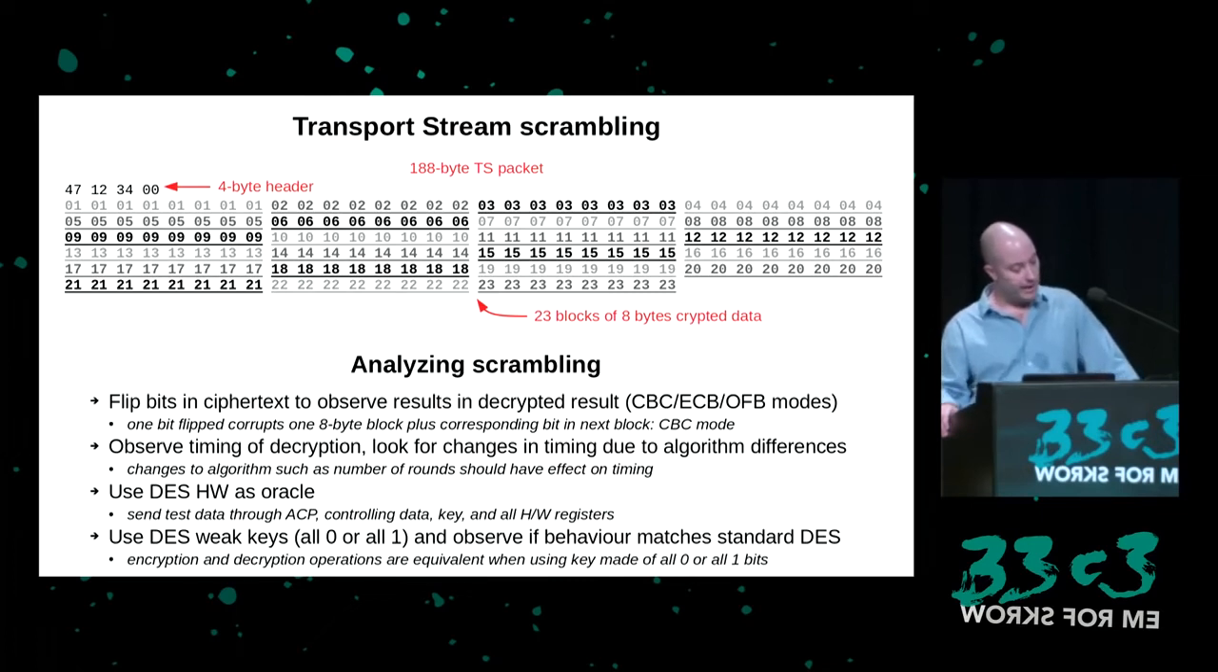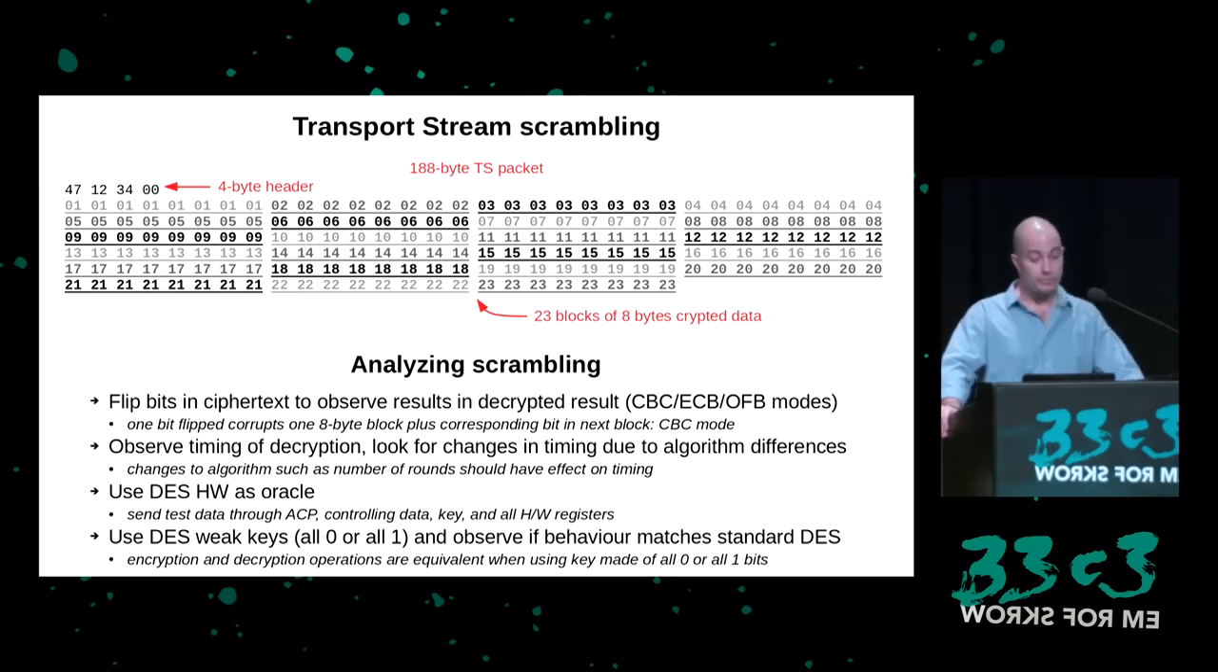The transport stream packet is made up of a 4-byte header and 23 blocks of 8 bytes each. The DES operates on these 8-byte, 64-bit blocks. By flipping one bit in encrypted input, ECB, CBC, or OFB modes can be differentiated. Flipping one bit causes an 8-byte block to be corrupted and the corresponding bit in the following block to be flipped. This indicates CBC mode is in use. Timing of the input compared to the decrypted output was measured with the descrambler in standard DES and in the custom hardware mode. No timing difference was seen.